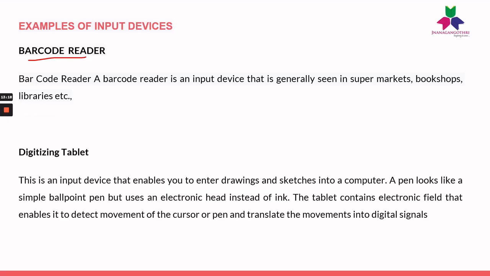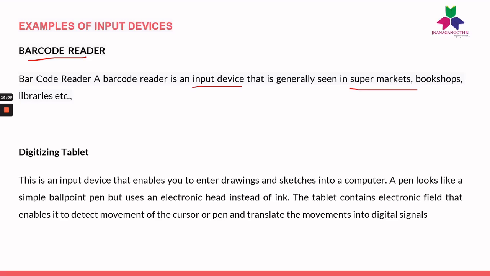A barcode reader is an input device that is generally seen in supermarkets, bookshops and libraries. Basically, a barcode reader is a photoelectric scanner that reads barcodes. What is a barcode? A barcode is a set of vertical striped black and white marks.